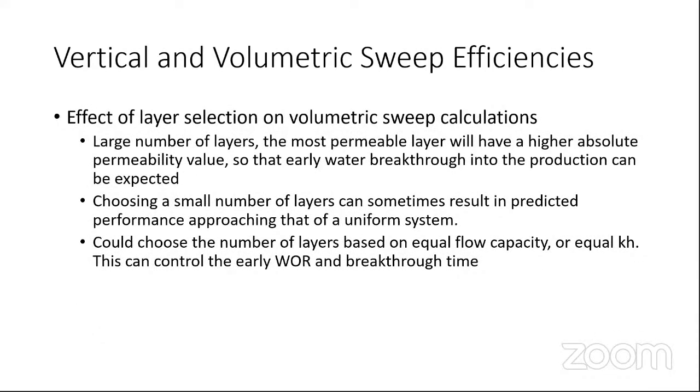So then the effect of layer selection on volumetric sweep calculations. Large number of layers: the most permeable layer will have the higher absolute perm value, so early water breakthrough into the production can be expected. Choosing a small number of layers can sometimes result in predicted performance approaching that of a uniform system. And then you could choose a number of layers based on equal flow capacity or equal KH. So this can control early water oil ratio and breakthrough time.